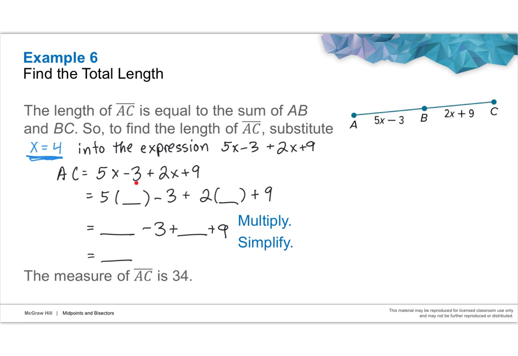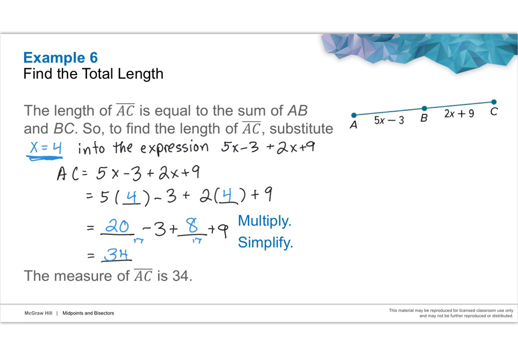And so that's our first line. Substituting in the value we know for x being 4, we simplify 20 minus 3 plus 8 plus 9, which comes out equal to, well, this is 17 and this is another 17, so 34.